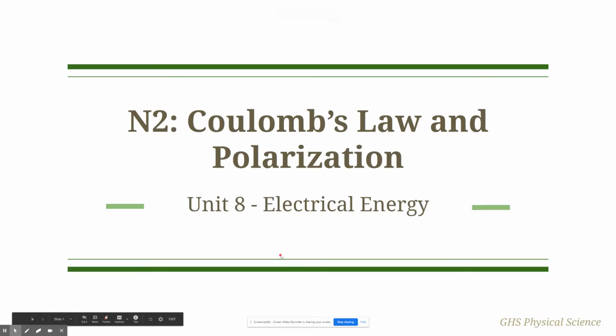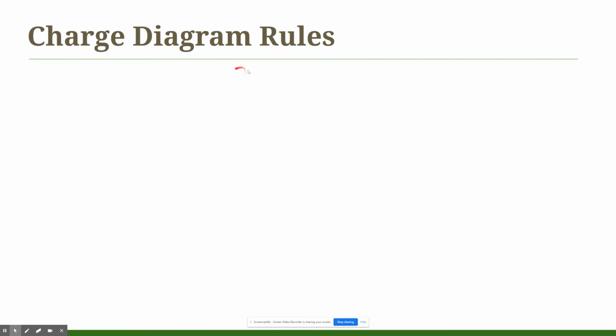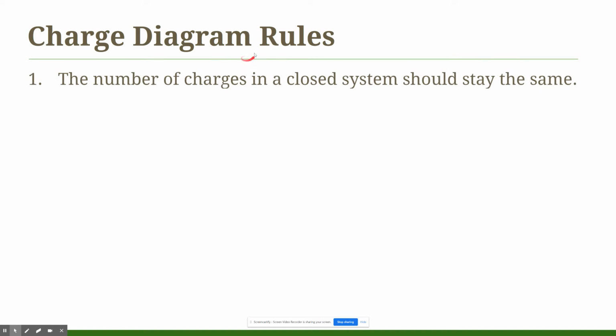All right, today we'll be looking at Coulomb's law and polarization. We will be drawing charge diagrams throughout this unit, and that just means we'll be showing where the positive and negative charges on an object are as different things happen to it. We have a couple rules to follow when we draw these charge diagrams. First up, the number of charges in a closed system should stay the same.